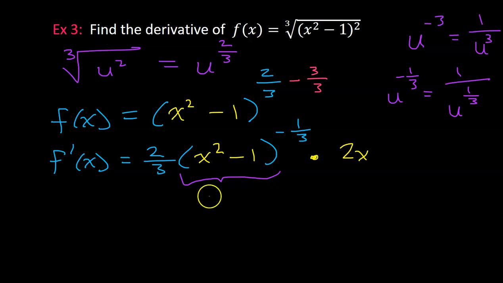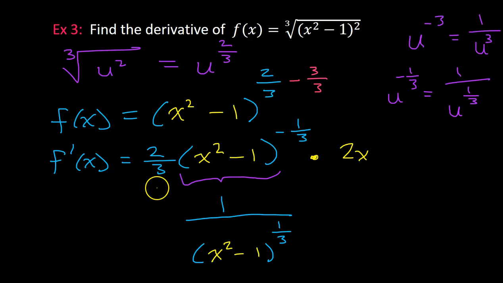So just focusing on that part for a moment, this is going to be the same thing as 1 over, and we'll have our parentheses to the 1/3 power. So of course, inside those parentheses, we still have our x squared minus 1. Now, what about the 2/3? The 2 is in the numerator and the 3 is in the denominator. So when we multiply 2/3 by what we just wrote, the 2 is going to end up in the numerator and the 3 is going to end up in the denominator.